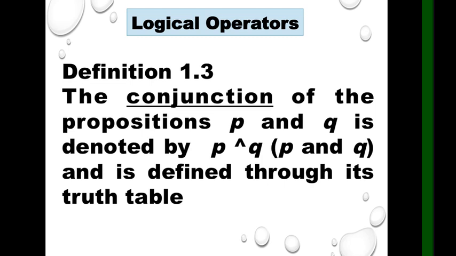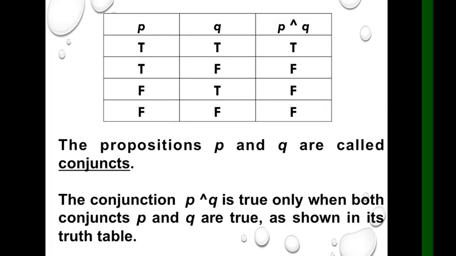So, what is conjunction all about? Conjunction of the propositions P and Q is denoted by P ∧ Q, or as we read, P and Q, and is defined through its truth table. So we have P and Q. P is true, true, false, false, and Q is true, false, true, false.